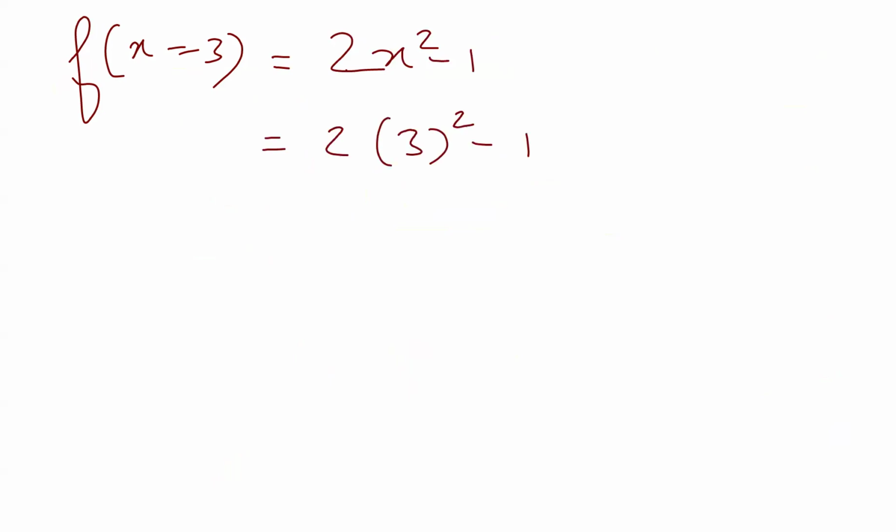Now when x is exactly equal to 3, the function will be 2x square minus 1, but here you have to put the value of x as 3. So 9 into 2, that is 18 minus 1, which is 17.